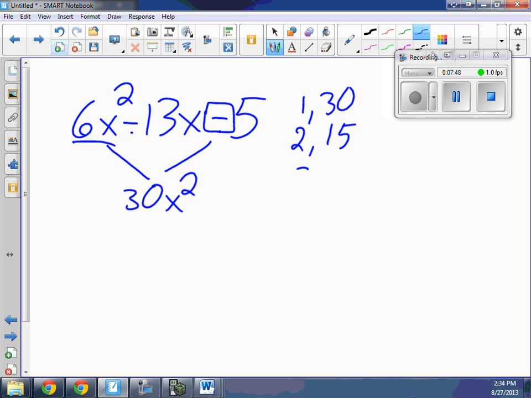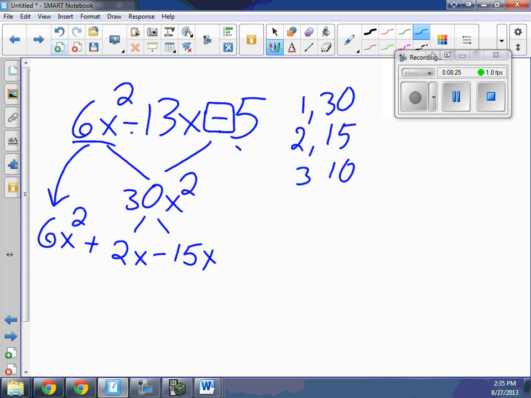I heard 3 and 10. Would 3 and 10 give me a 13? It would, but the signs are supposed to be different. So we're going to split this into 2x and negative 15x. And that's the hard part, is remembering what to do with that 30x squared. Once you find the numbers, you split them into 2x and negative 15x, and I'm going to bring down everything else. So that would be plus, and I'm going to bring down my negative 5.